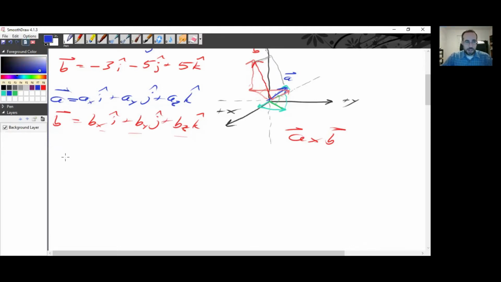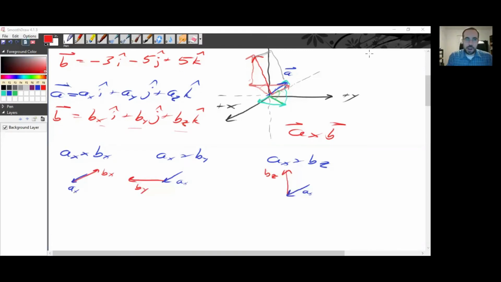I'll get it started. So I have AX crossed with BX. And then I'm also going to have AX crossed with BY and AX crossed with BZ. So I'm going to draw these out, and we're going to look at what they mean and figure out what their areas are. All right, let's look at AX cross BX to start with.